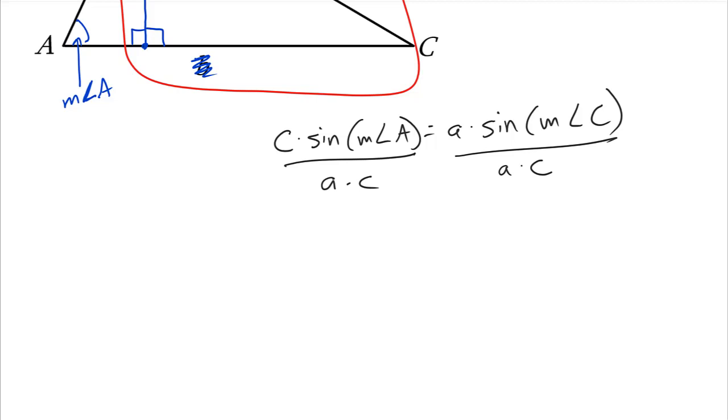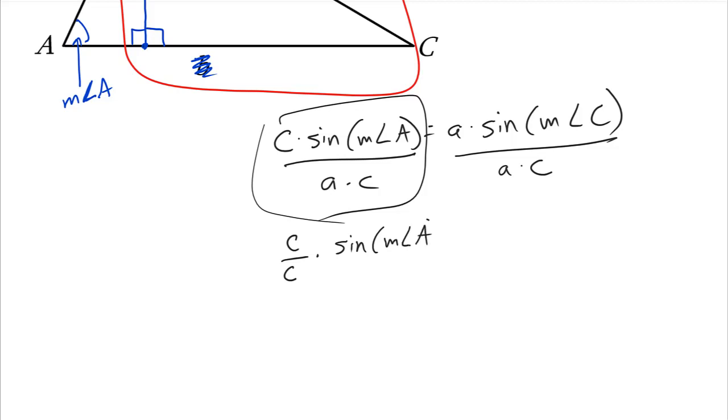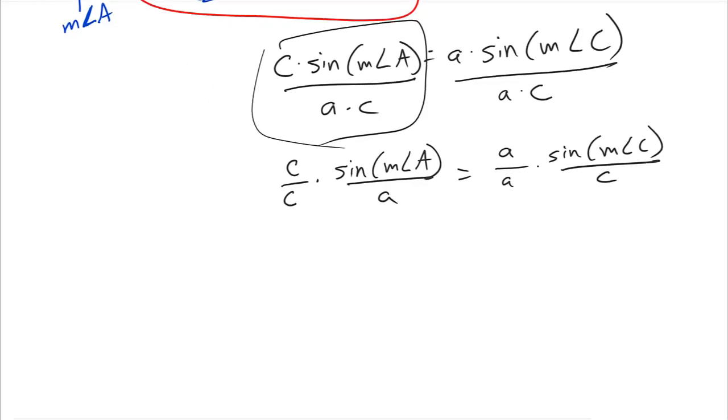We can also rewrite this if we look at the left-hand side here. We can factor the c out of the numerator and the denominator. So this is equivalent to c over c times the sine of the measure of angle A divided by the side length, a units. And we can factor a out of the numerator and denominator on the right-hand side. Now c over c, regardless of what the length of c is, when you divide it by itself, you're just going to get 1.